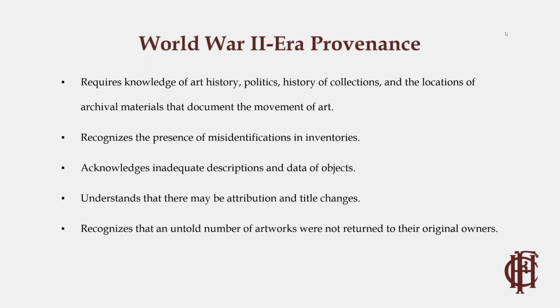Another thing is that we need to recognize that there are going to be misidentifications in these inventories, also inadequate descriptions, and maybe even mistakes in attributions. The Nazis often kept meticulous records of confiscated works, which can give us a really good idea as to how much was stolen and how much is still unaccounted for. However, misidentifications or lack of identifications altogether can sometimes mean that objects can't be traced further than maybe to an art dealer, which can make things really difficult when trying to find the original owners.